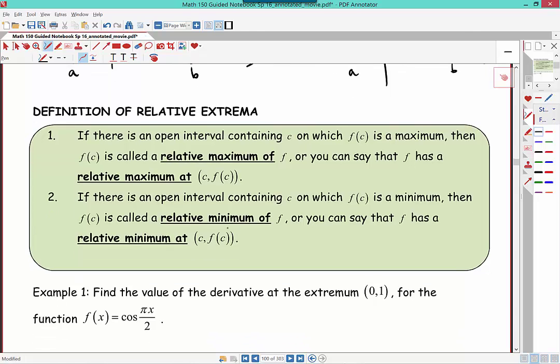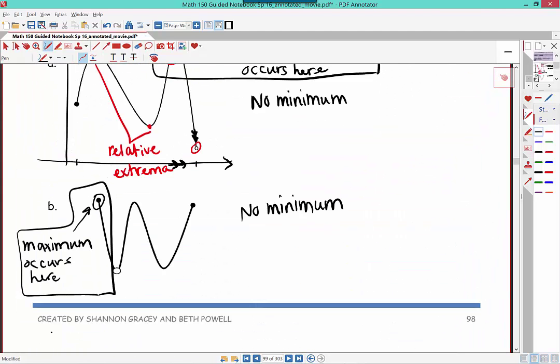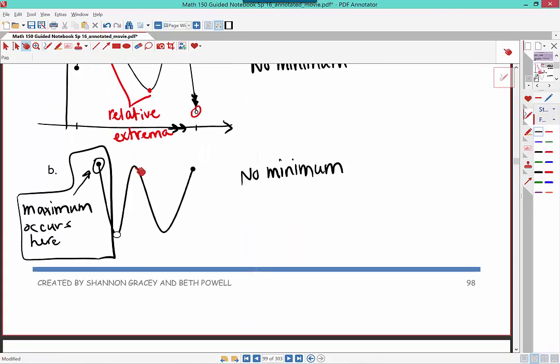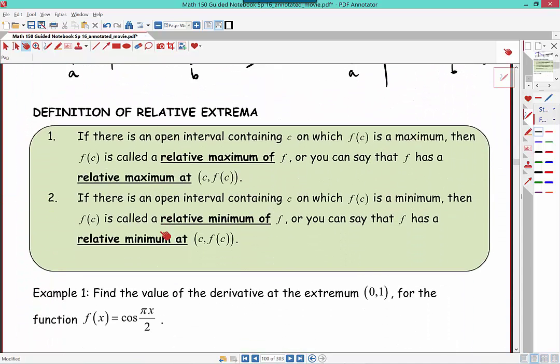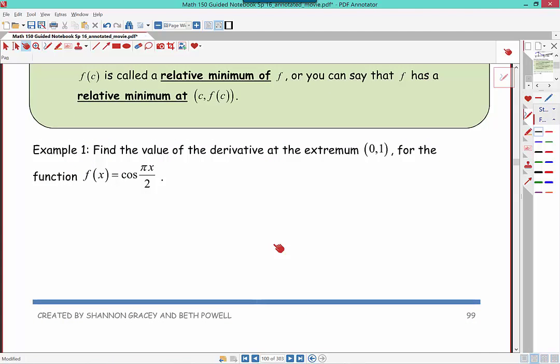All right, so let's take a look at our warm-up problem again, or this guy here. With this one, do you see that this is the highest y value on the interval from here to about, I don't know, here? So basically, you could call this a relative maximum. Same here, a relative minimum right there. On the second graph, you'd have a relative max here, a relative min here. So basically, that's the difference between a relative max or min and just a max or min.